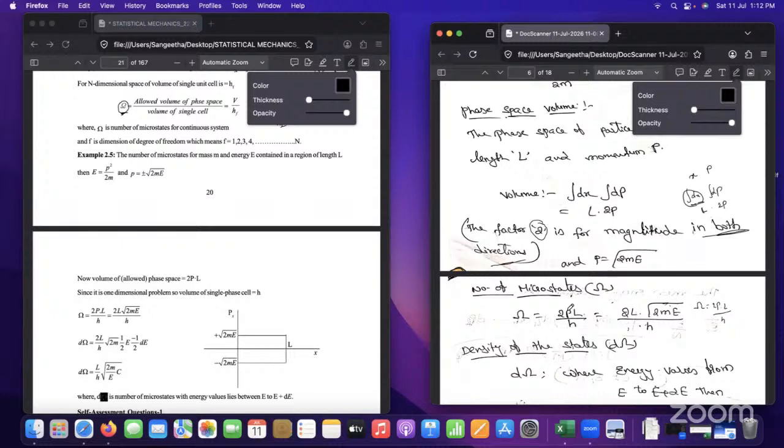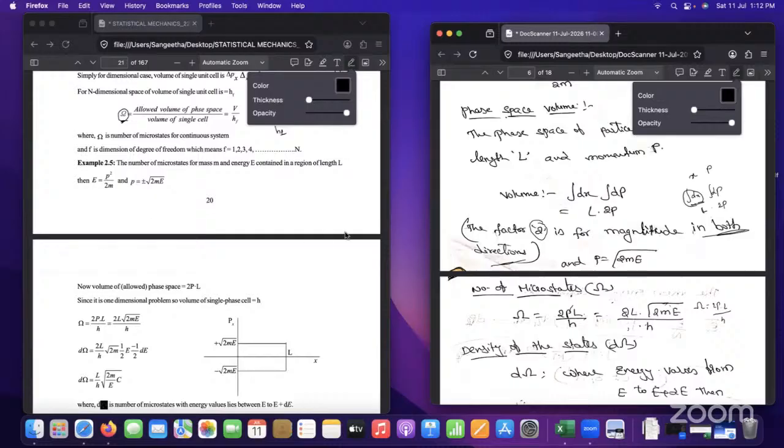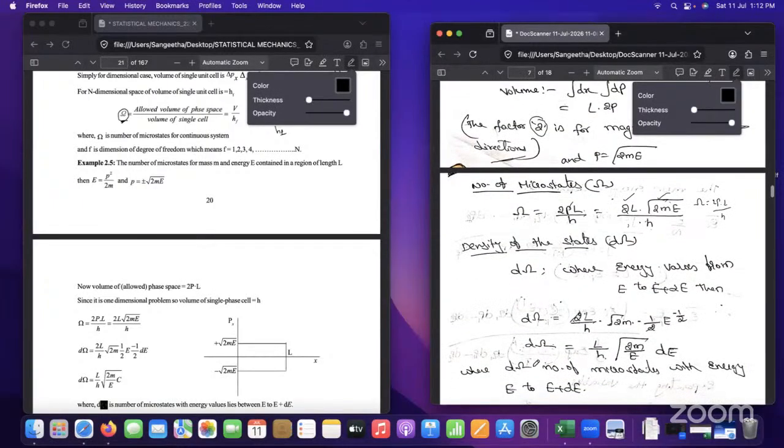So here p is already given. What is p? p equal to under root of 2mE. We wrote above, p equal to under root of 2mE, and it is substituted. So 2L times under root of 2mE by h. So what we will get is 2 root 2. Then differentiate this one with respect to the energy term.